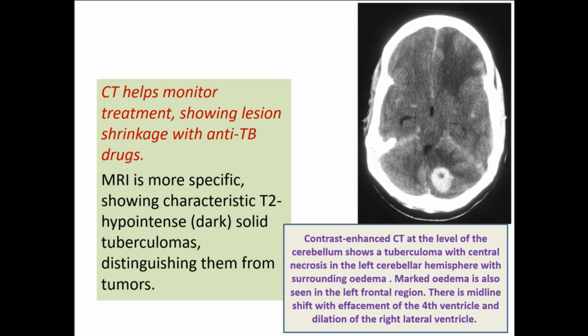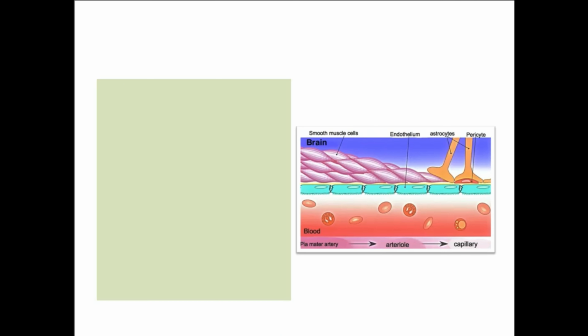Contrast-enhanced CT at the level of the cerebellum shows a tuberculoma with central necrosis in the left cerebellar hemisphere with surrounding edema. Marked edema is also seen in the left frontal region. There is midline shift with effacement of the 4th ventricle and dilation of the right lateral ventricle.